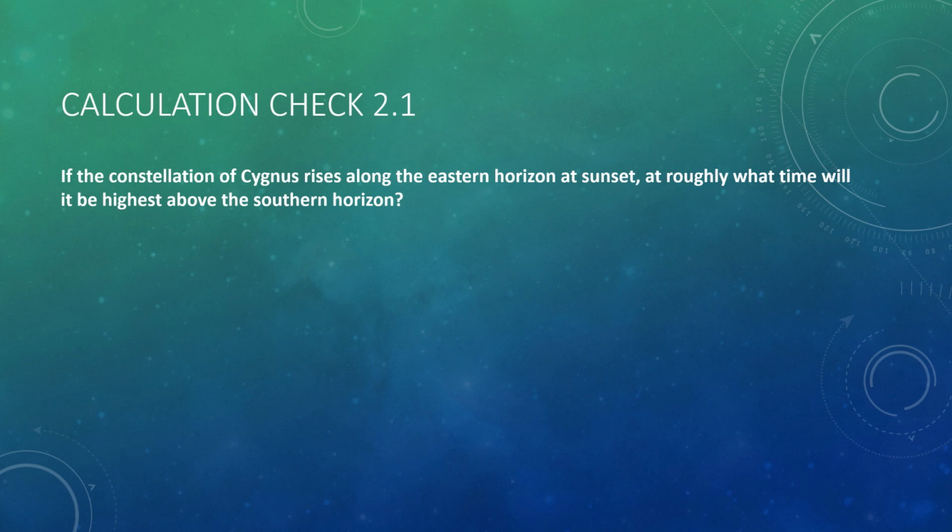So, in the previous slide, we showed that these differences from night to night are about 4 minutes apart. So they rise about 4 minutes earlier than on previous nights. So here's a question for you. If the constellation of Cygnus rises along the eastern horizon at sunset, so you can come up on your own with a time that you think sunset might be, at roughly what time will it be highest above the southern horizon? So take a few moments to think about this. Pause your video as you think, and then return when you're ready.